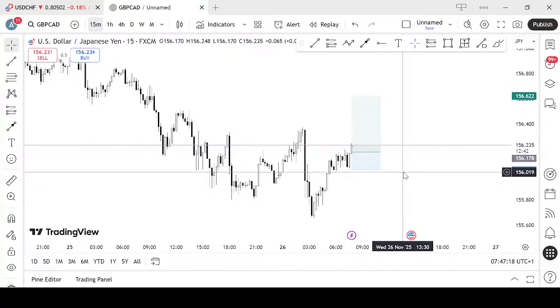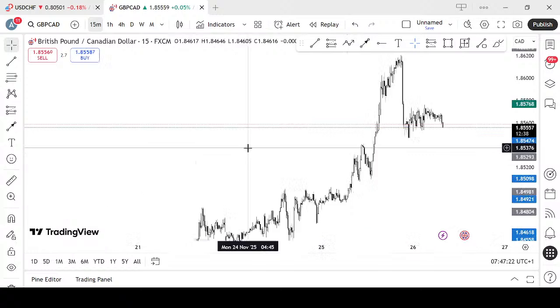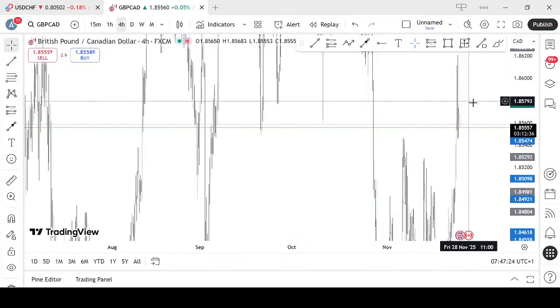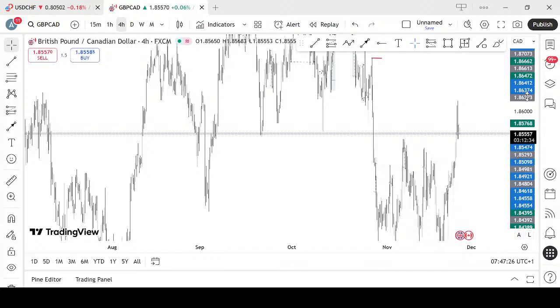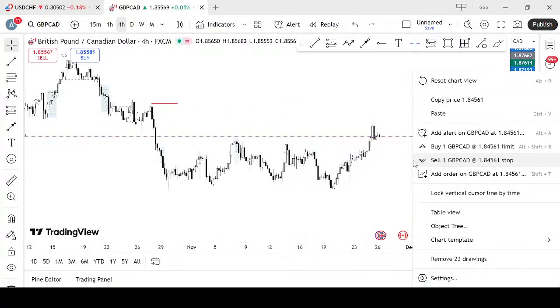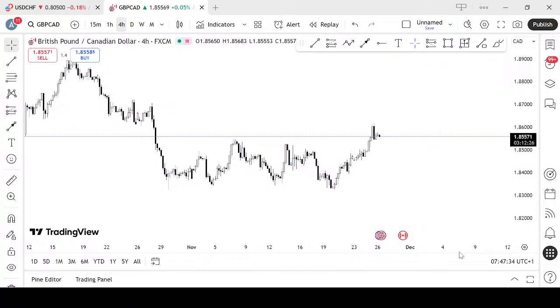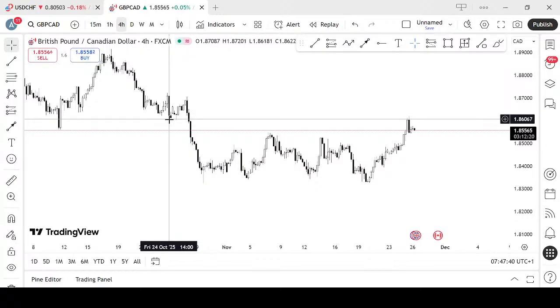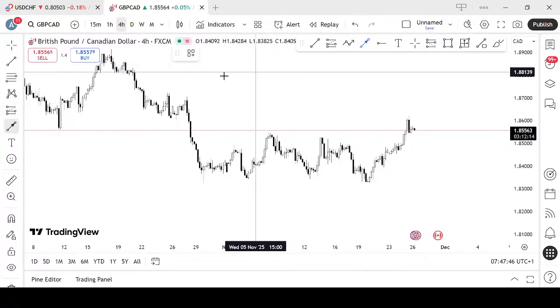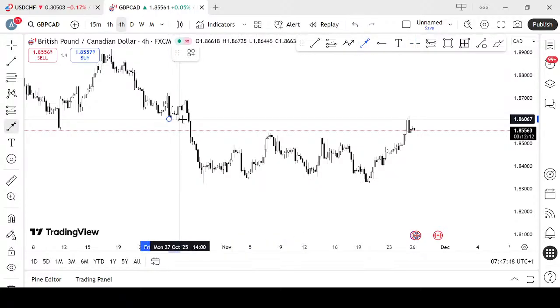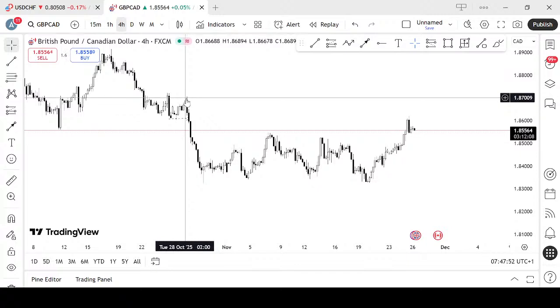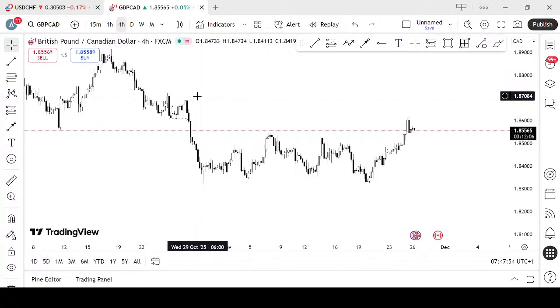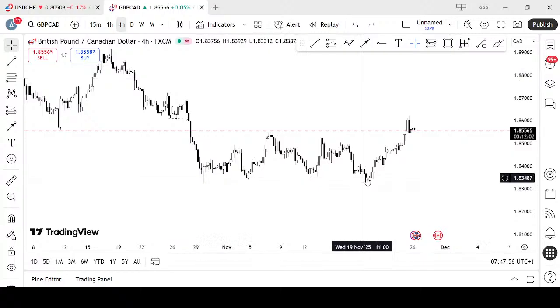Okay, so the next pair, GBPCAD. GBPCAD on the 4 hour. This is the last impulse to the downside, and that was a break of structure here that took out the previous lows here. So we're gonna be marking the last break. It was from here to this side, and this range here from this high to this low is still very valid. You can see nothing above it, neither is anything below it.